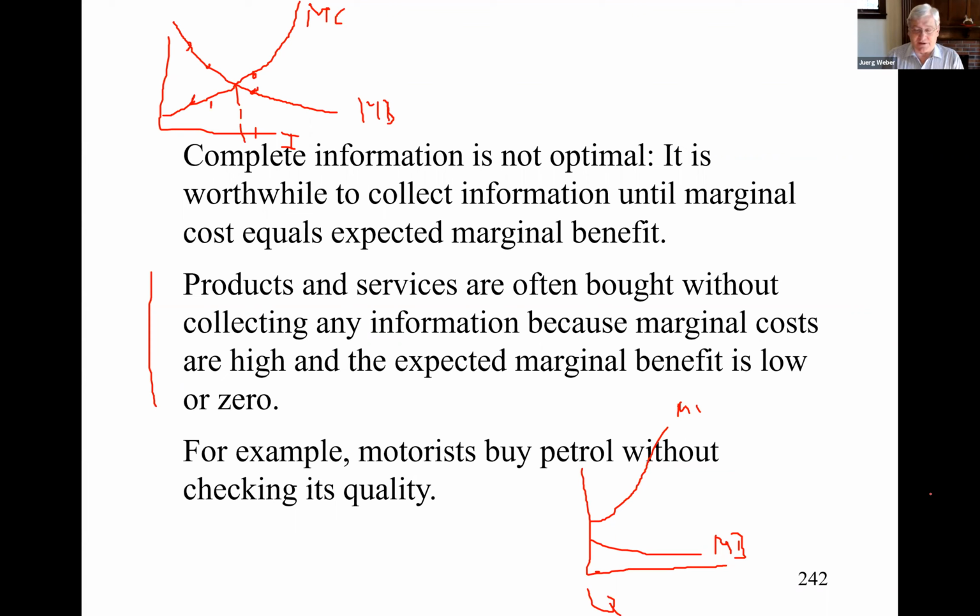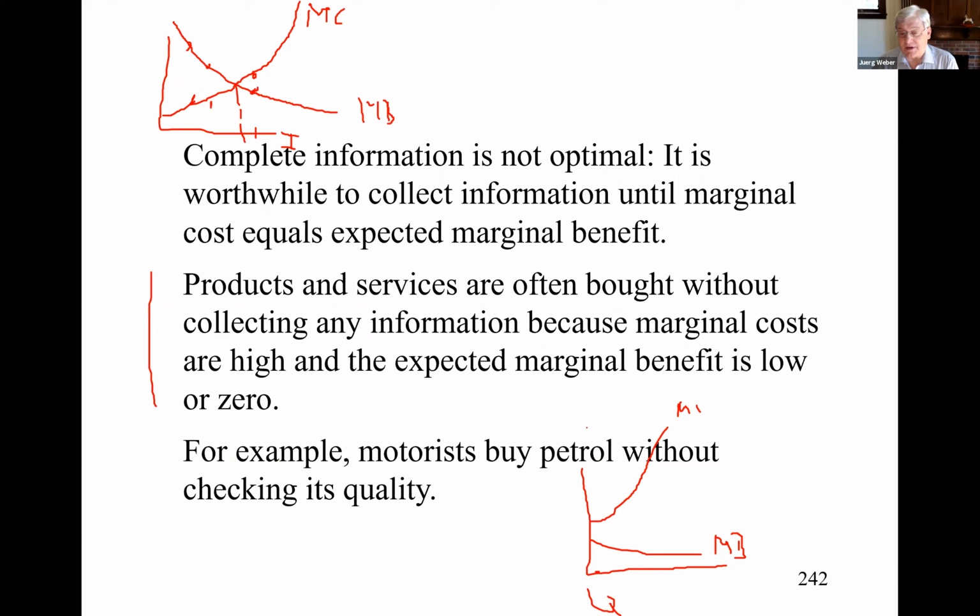Now that's different when you have an airplane and you fill it up with petrol. With an airplane, naturally, it's crucial that the petrol is good. So the marginal costs of checking may be high, but the marginal benefit of checking is also high, maybe with an airplane. So you will start to check that.